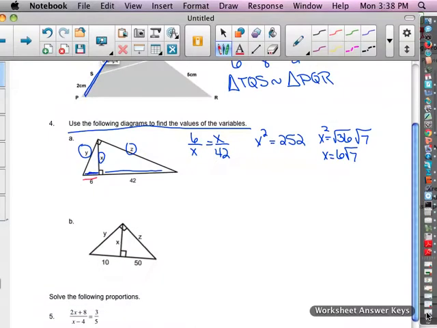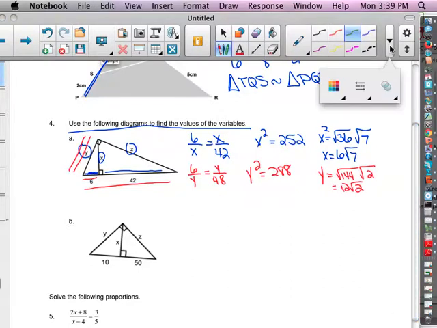between 6 and 48. So in this case, 6 is to y as y is to 48. So y squared is equal to 288. That I can tell is divisible by 144. So I will have y is equal to the square root of 144 times the square root of 2, which becomes 12 root 2. And the next one, z.